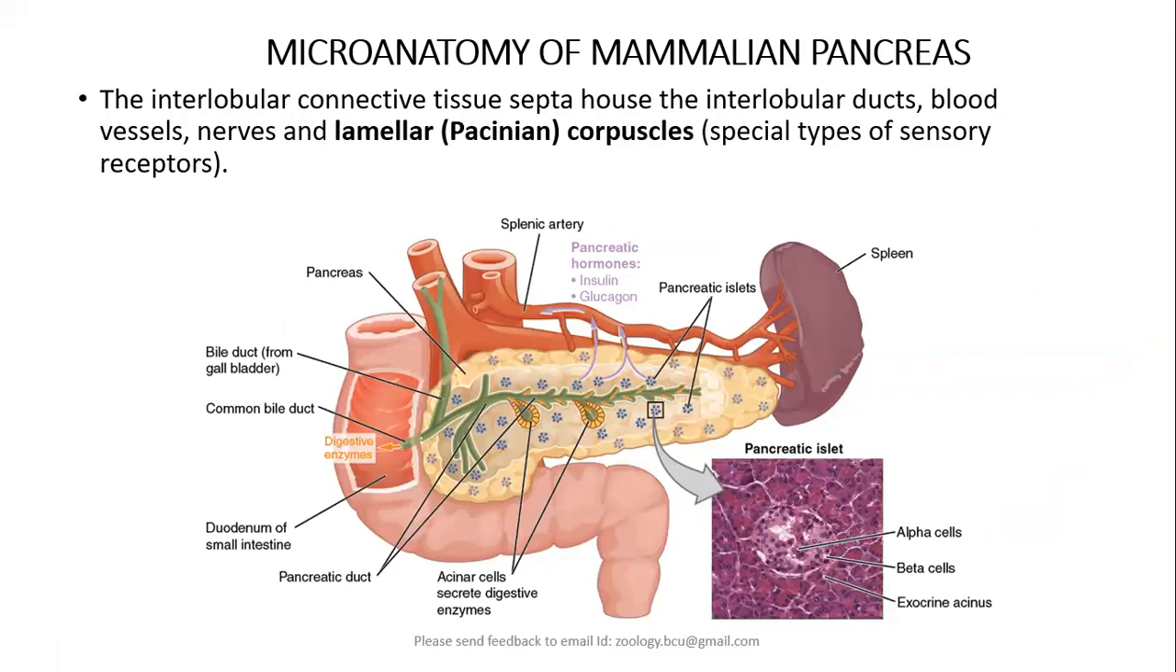So thereby, in the connective tissue, which forms the capsule and also the interlobular septa, we see a number of blood vessels, nerves, particularly the Pacinian corpuscle sensory receptors.